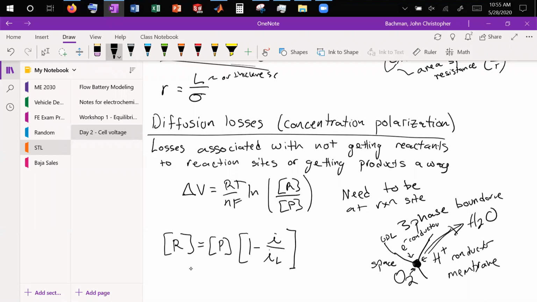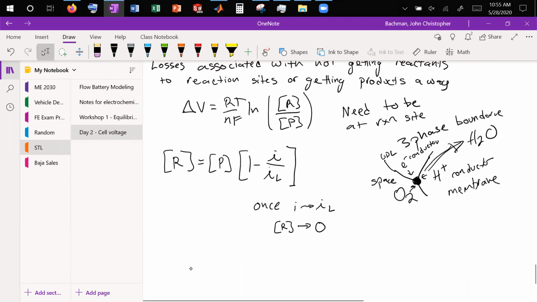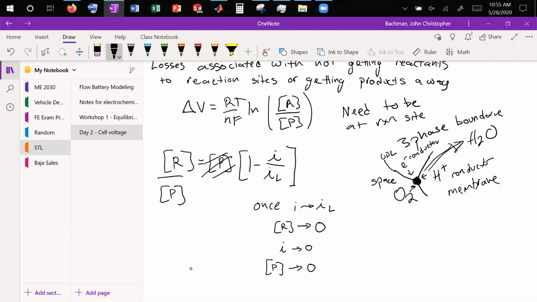So once I approaches I_L, the concentration of your reactants approaches zero, basically, right? And so if we put this into this, we divide these both by the reactant concentration. And if you're not doing any reaction, so if I approaches zero, then the concentration of your products goes to zero, right? And so that term goes to infinity. If you're not doing any reactions, you don't have any products, so your concentration of product is zero.